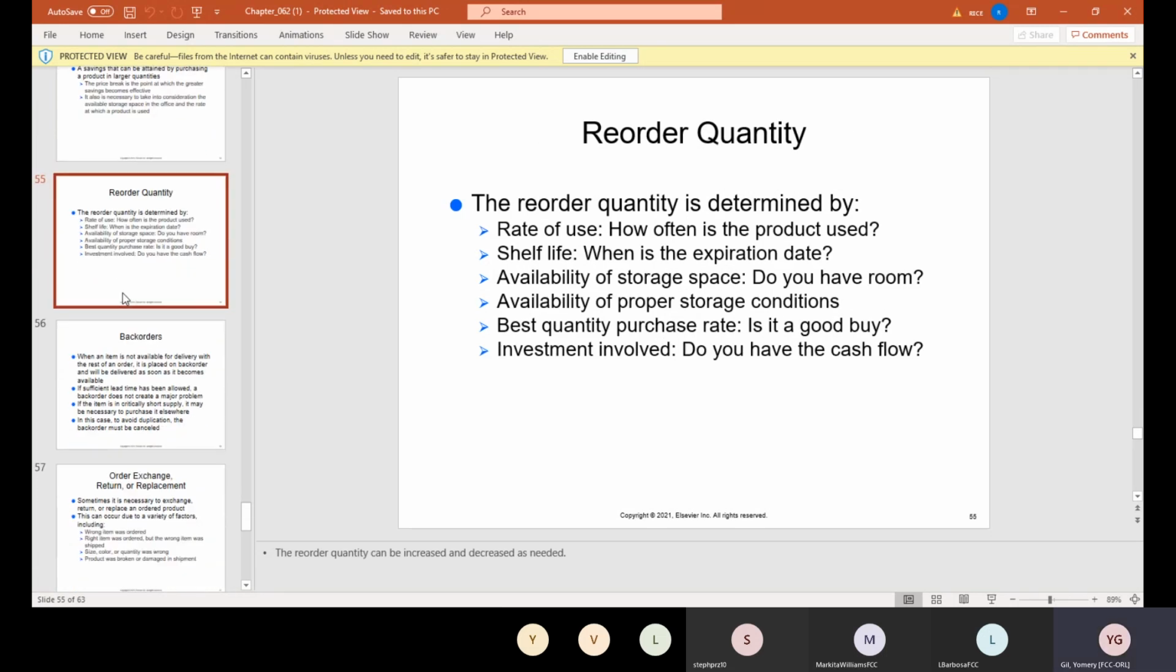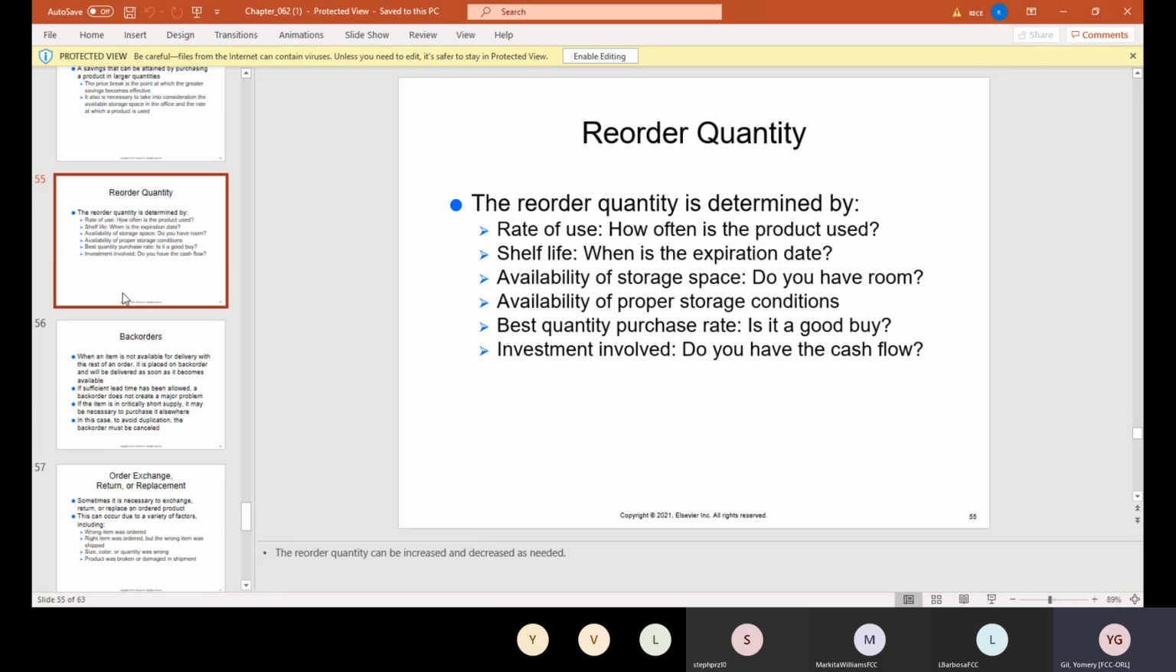Reorder quantity. The reorder quantity is determined by the rate of use, so how often is the product used, shelf life, when is the expiration date, and mind you, some dental products have a shelf life of a few years, okay? But you might use them sooner than that. Availability of storage space. Do you have room? Like I said before, you can order 100 cases of gloves, but where are you going to put it if you don't have the room to store it? Availability of proper storage conditions. Best quantity purchase rate. Is it a good buy?